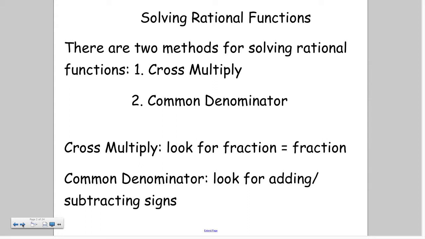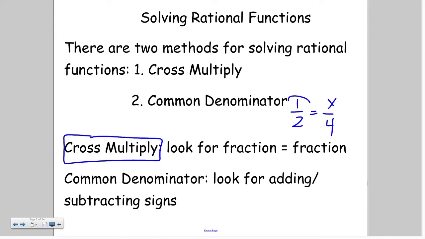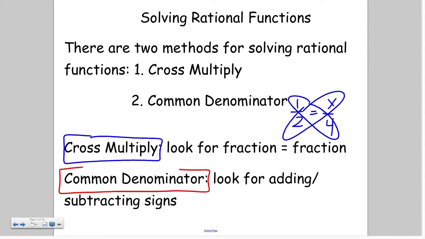So there are two methods for solving those rational functions. You can either cross multiply or you can find common denominators because it still is a fraction. Your hint for when to cross multiply is you see a fraction equals a fraction. So something like that. Fraction equals fraction. That's when I would cross multiply and solve. The second hint, when you need to find common denominators, is when you see adding and subtracting signs.